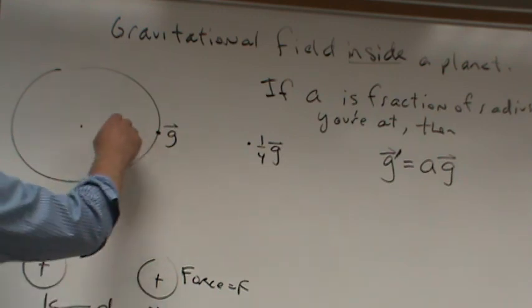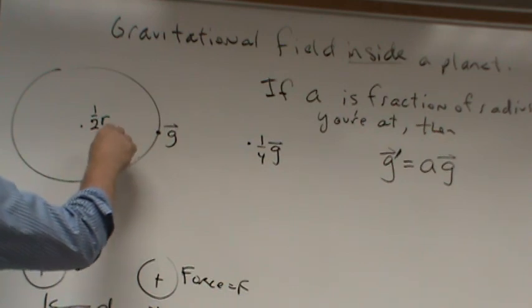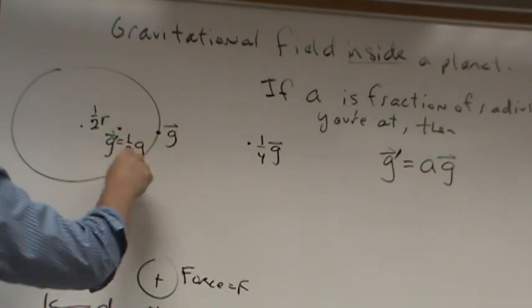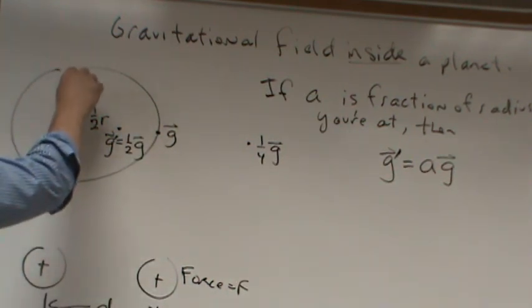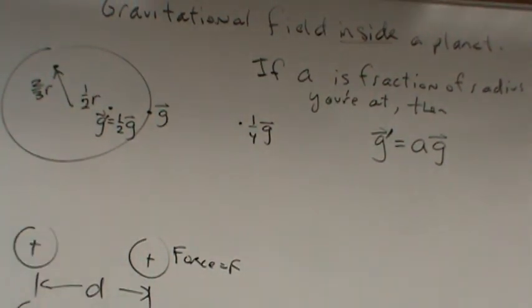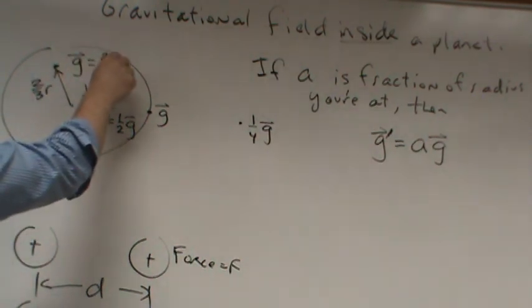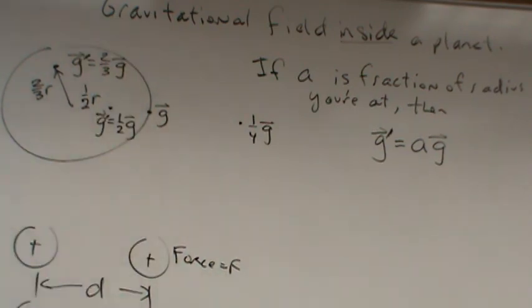But I just want to tell you right now, if you're here at 1/2 r, then your gravitational field here, I'll call it g prime, is going to be 1/2 times g. Or if I was here at this point, which is, let's say, 2/3 r, the distance from there to there is 2/3 the radius, then the gravitational field here, g prime, ends up being 2/3 times the gravitational field at the surface. I'll tell you why on Monday, because we don't have enough time today.